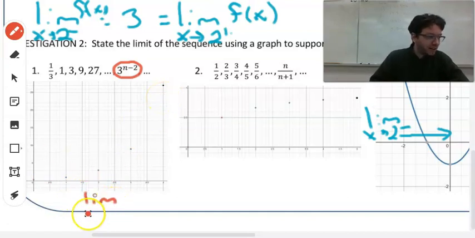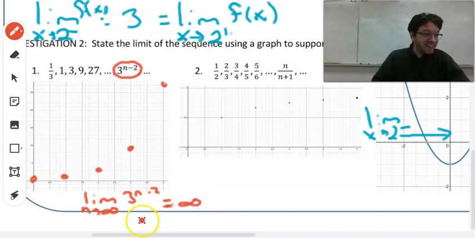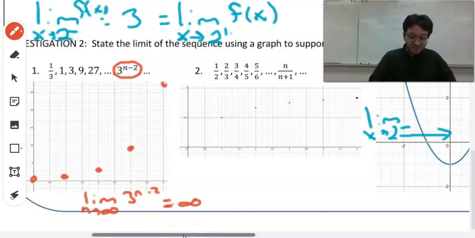In this case, the limit, as n keeps going higher and higher, so let's say n approaches infinity, for 3 to the n minus 2, you can see in the graph, it blows up. It's bigger and bigger and bigger. So it's actually going to be approaching infinity. And so in this case, it doesn't approach a certain value. Okay? Infinity is more of a concept than a value. So in this case, we say the limit does not exist.